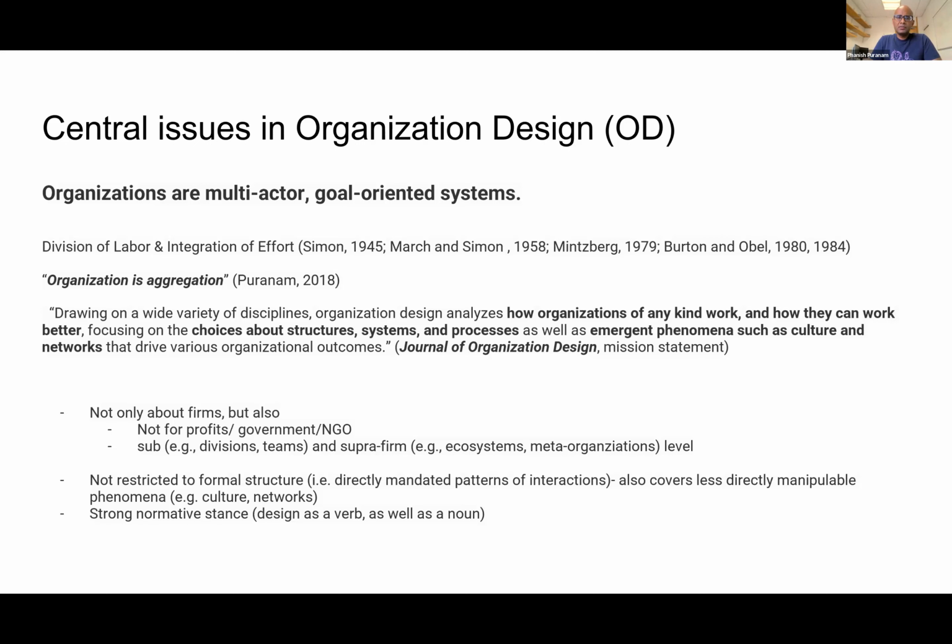It's also entities which are at the sub-firm level, so things like divisions and teams, as well as the supra-firm level, which are like ecosystems and meta-organizations. We think of all of these as organizations per the definition given here, and we believe our arguments apply to all of them. It's also worth pointing out that unlike how perhaps org design used to operate 2 or 3 decades ago, increasingly the interest is not just in formal structure, but also the indirect levers that affect the emergent phenomena, such as culture and networks.